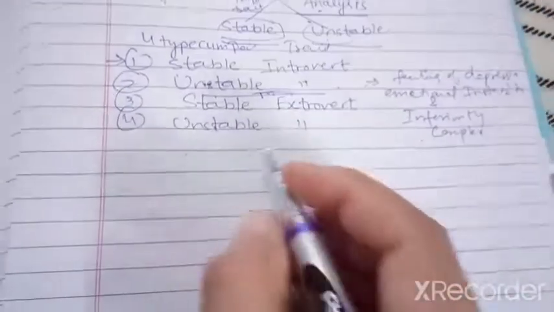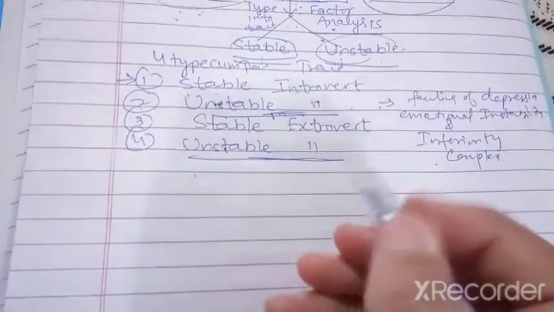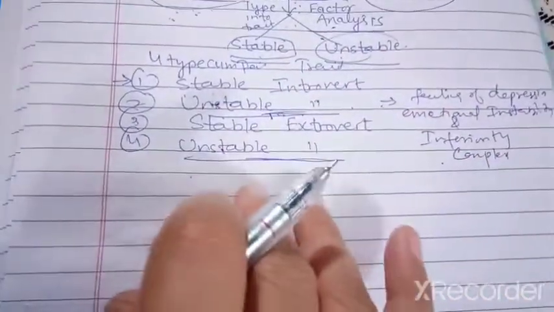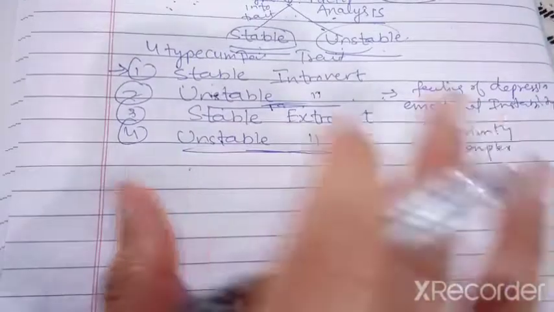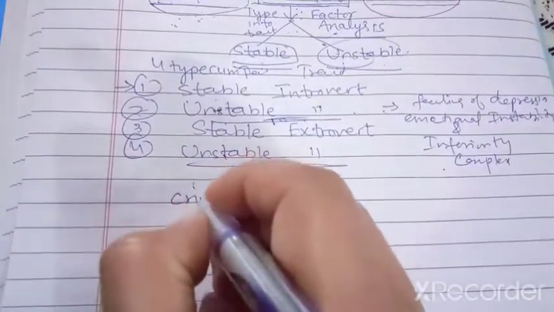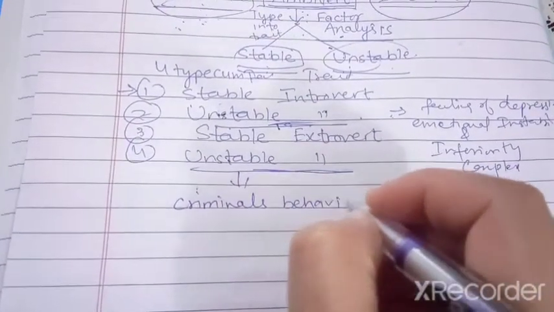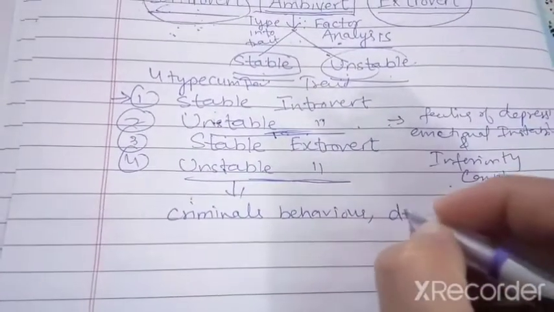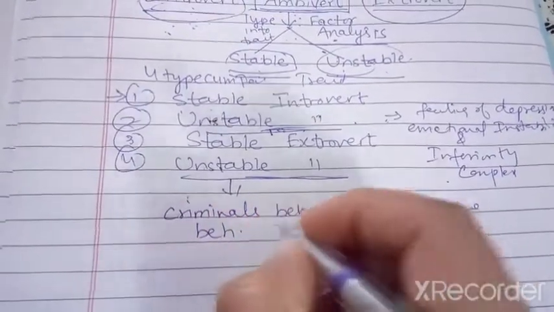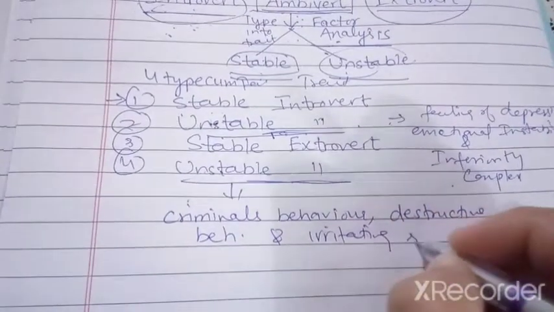The same thing happens with the unstable extrovert also, because on one side they are extrovert, but unstable means they don't have any stability in their behavior, and these kinds of people can show criminal behavior, destructive behavior, and irritating symptoms.